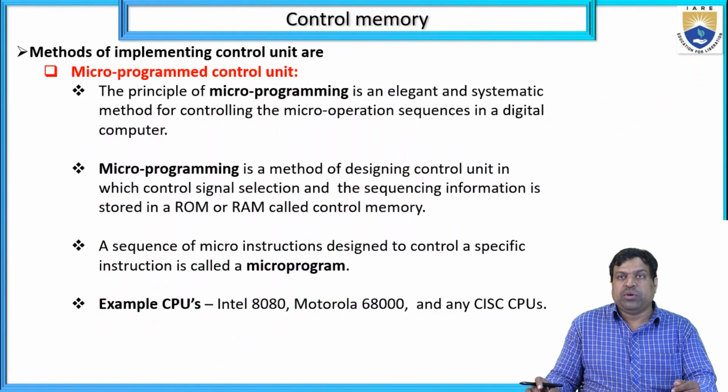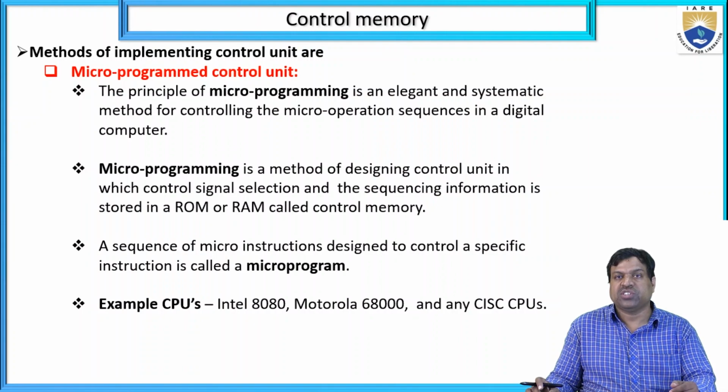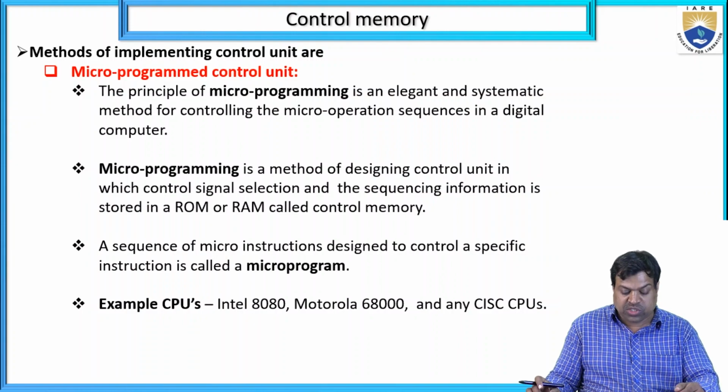And the methods of implementing the control unit include the microprogrammed control unit. The principle of microprogramming is an elegant and systematic method for controlling the micro operation sequences in a digital computer. Microprogramming is a method of designing a control unit in which the control signal selection and the sequencing information is stored in a ROM or RAM called control memory, and a sequence of micro instructions designed to control a specific instruction is called a microprogram.